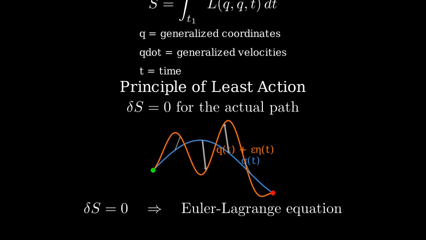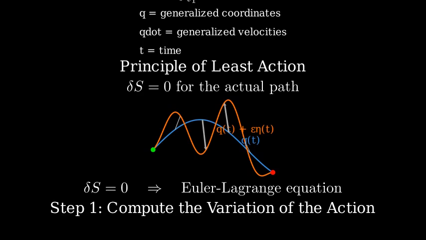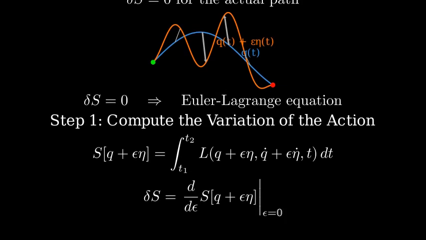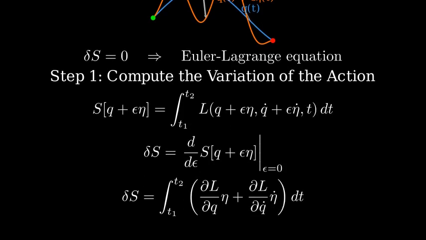Now, let's derive the Euler Lagrange equation step by step. Step 1. We compute the variation of the action. When we vary the path, the action becomes the integral from t sub 1 to t sub 2 of the Lagrangian evaluated at the varied path q plus epsilon eta and its derivative, expanding to first order in epsilon. The variation of the action delta S equals the integral from t sub 1 to t sub 2 of the partial derivative of L with respect to q times eta, plus the partial derivative of L with respect to q dot times eta dot, all dt.